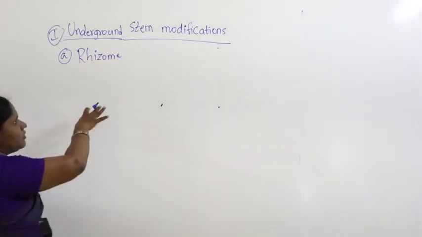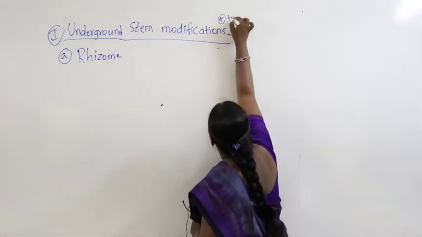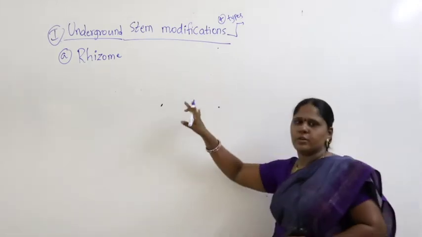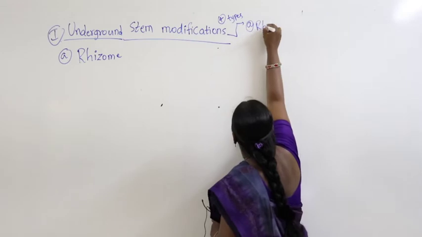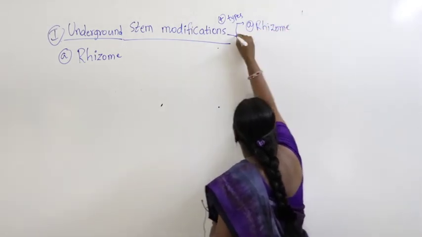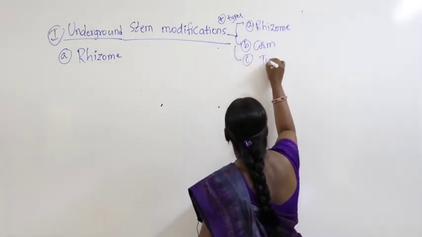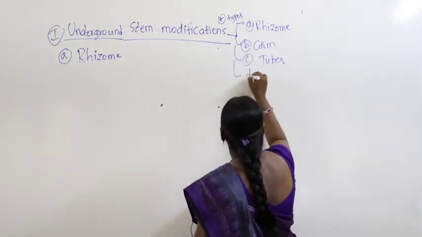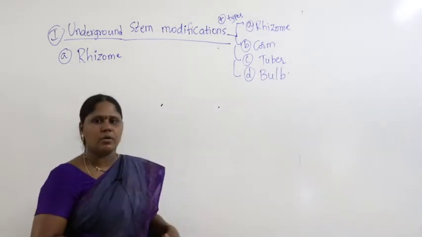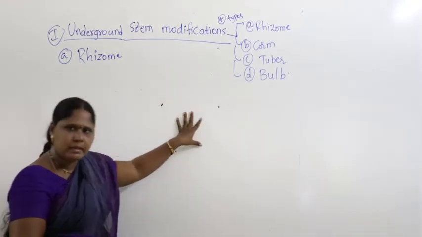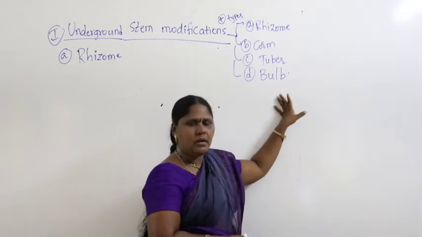So what are the things you have to study under this? Altogether this is further divided into how many types? 4 types. What are they? The first one is rhizome, the second one is corm, the third one is tuber, and the fourth one is bulb. Underground stem modifications are divided into 4 categories: rhizome, corm, tuber and bulb.